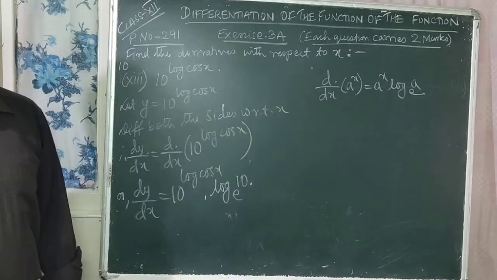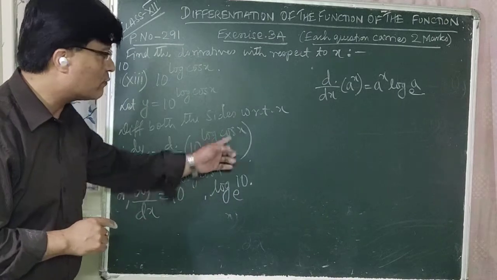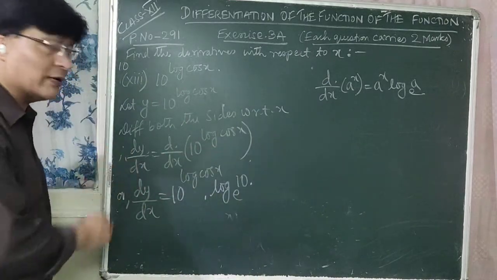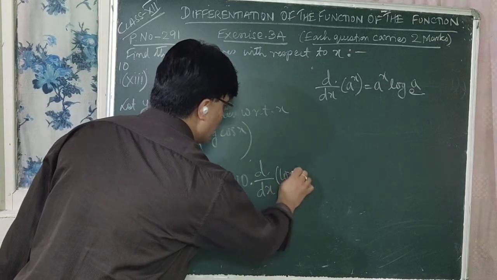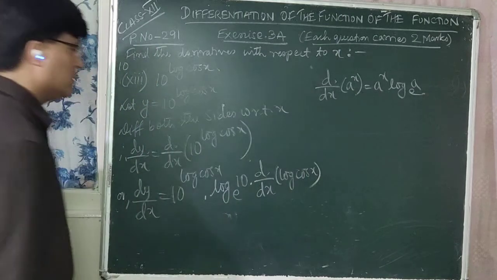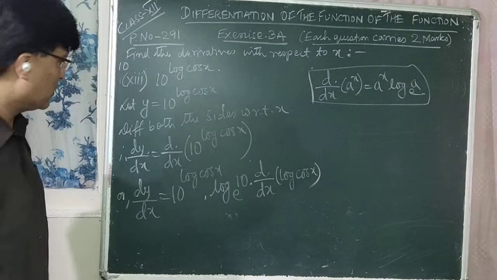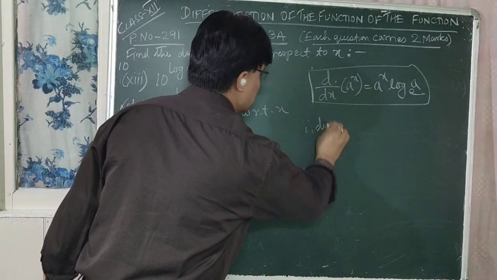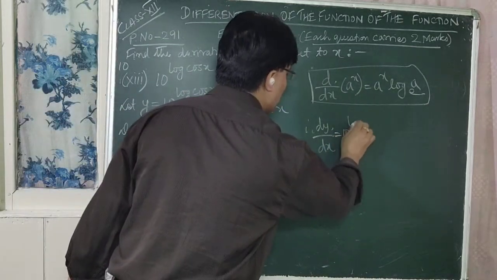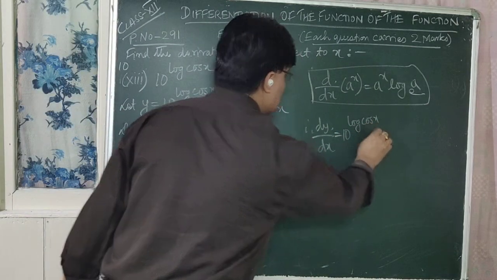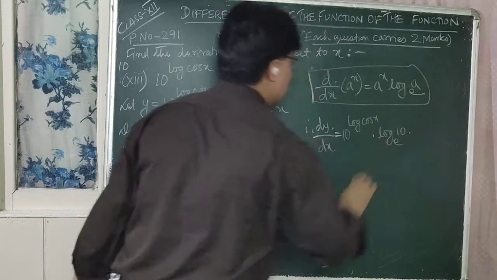Now you have to differentiate the function which is termed as x, I mean, x is log of cos x. That is d by dx of log of cos x. Is that clear? So this is the formula that we are using here. So dy by dx is equal to 10 to the power log cos x into log 10 base e into.